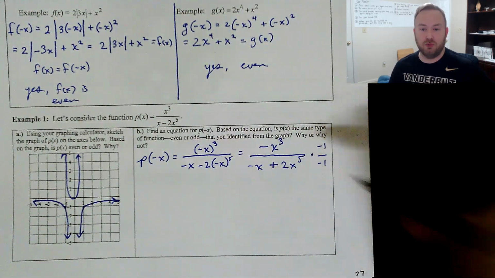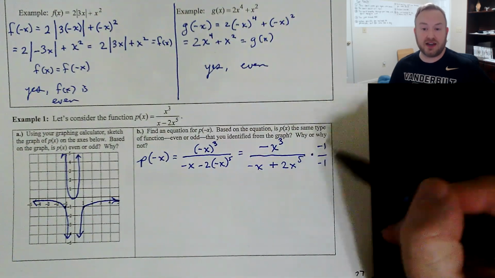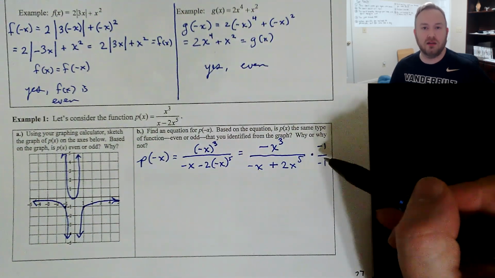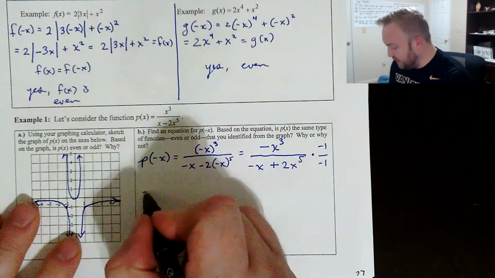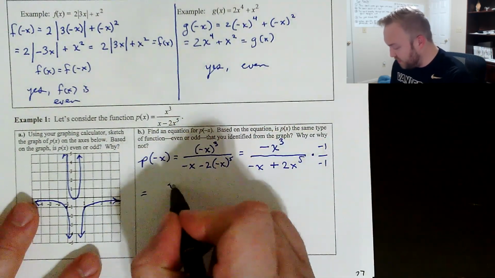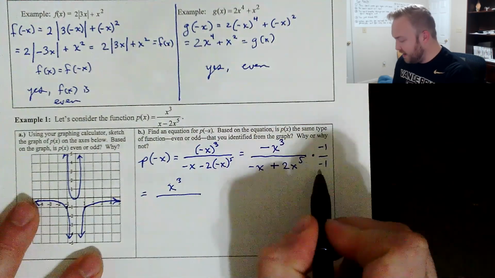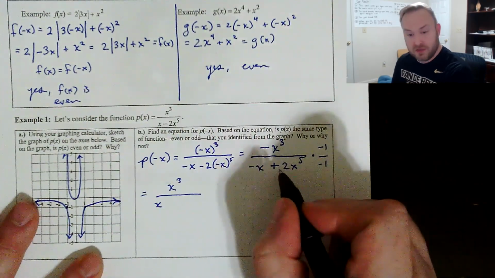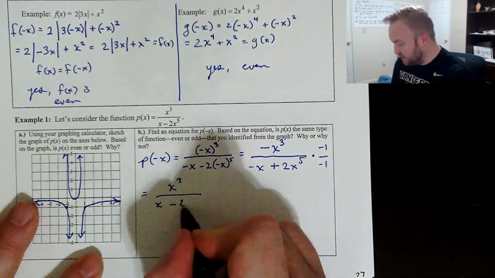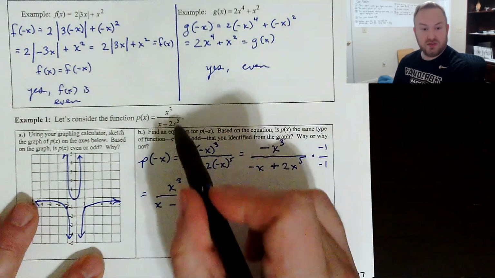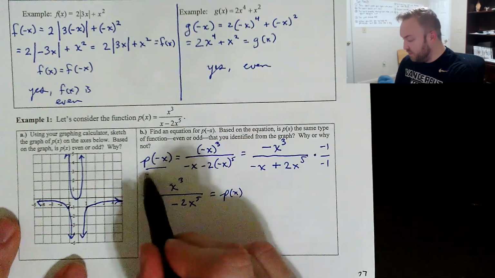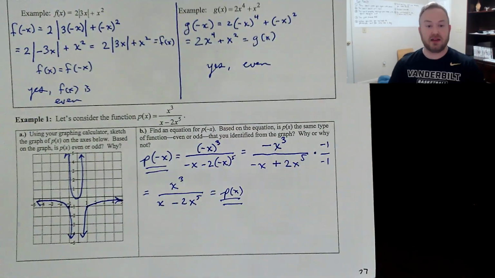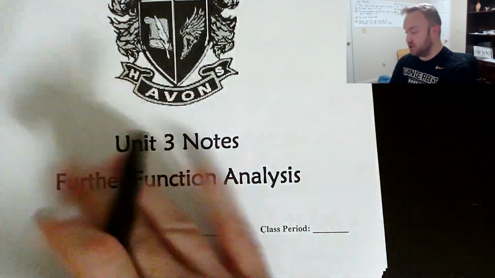Right? Any fraction where the numerator and denominator are the same, that fraction is equal to 1. So I'm really multiplying by 1. Multiplying by 1 might change the way something looks, but it doesn't change its value. So in my next step, a negative x cubed times negative 1 is a positive x cubed. On the bottom, negative x times negative 1 is positive x. Positive 2x to the 5th times negative 1 is negative 2x to the 5th. And notice that that is exactly the same as P of x. So we have shown that P of negative x is the same as P of x, and therefore we have an even function. Okay, next page.